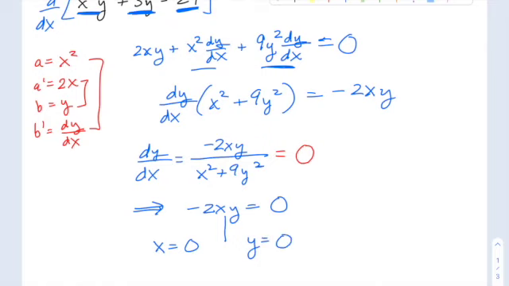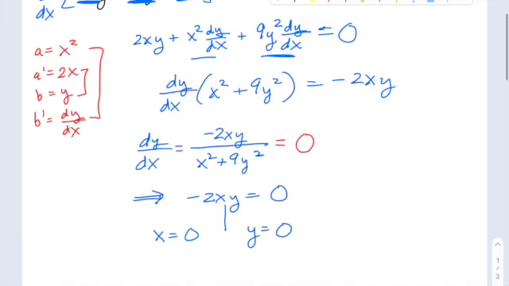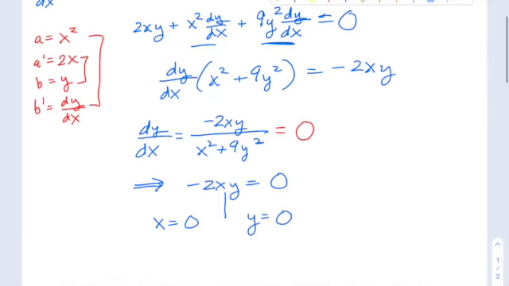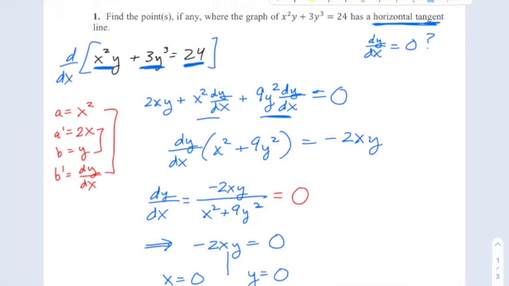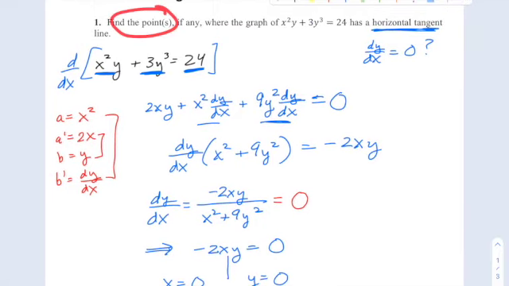Now be careful, that doesn't mean the point 0, 0. This means that the derivative will equal 0 anytime x is 0 or anytime y is 0. They don't have to both be 0, so we're not talking about the ordered pair, the origin 0, 0, at least not necessarily. Okay, so these are the two cases to consider, but we are looking for the points. If you go back to the direction, points, and that means ordered pairs. And so I need the coordinates that accompany each of these.